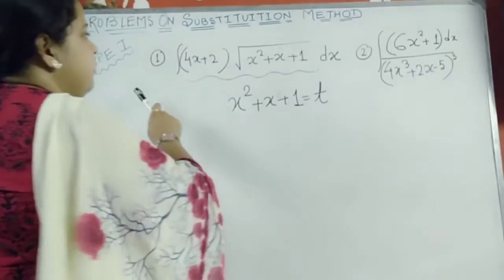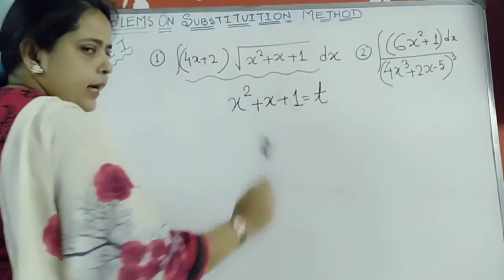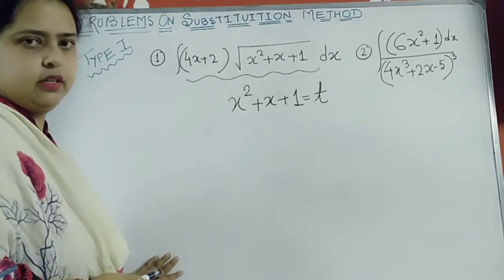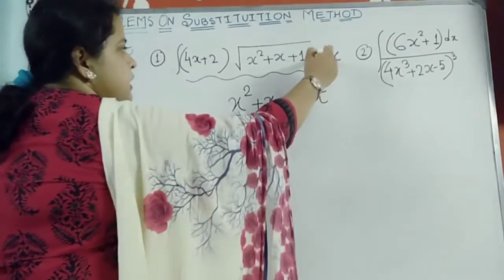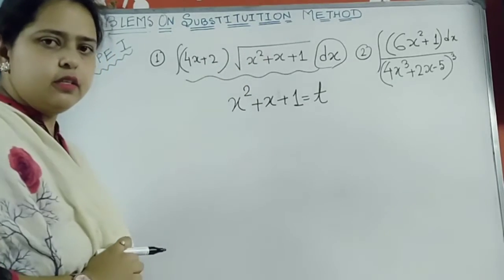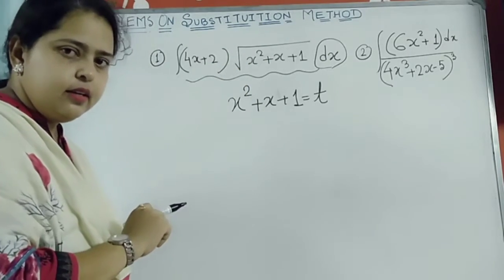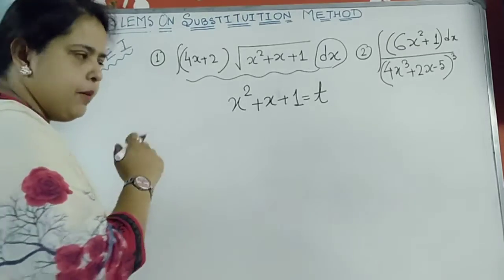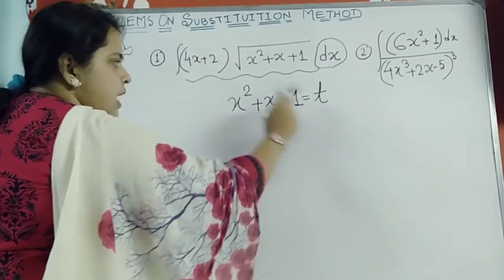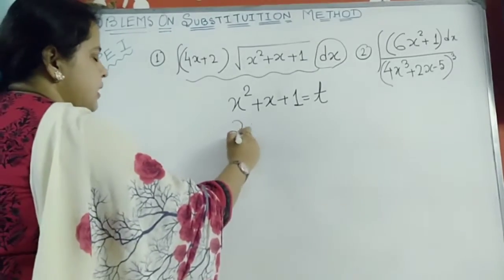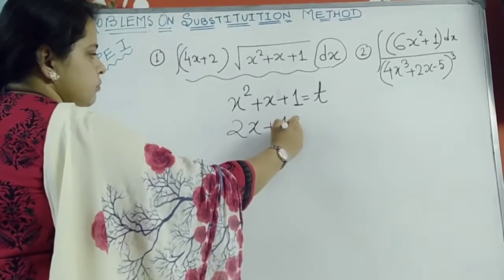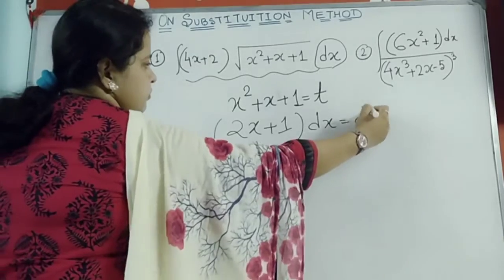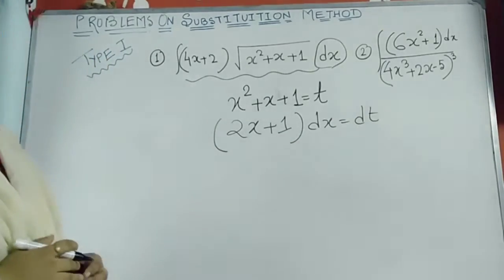Changing the entire variable x into a t variable is not sufficient. We have a dx part. It is also important to change it into dt. Am I clear? What I said? Let's understand it elaborately. Differentiate both the sides. What are you going to get? See? So this is the one I was talking about.